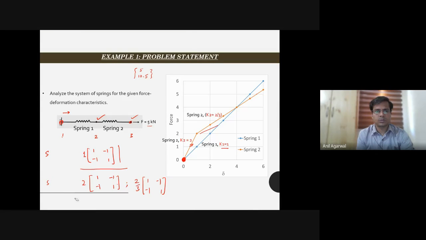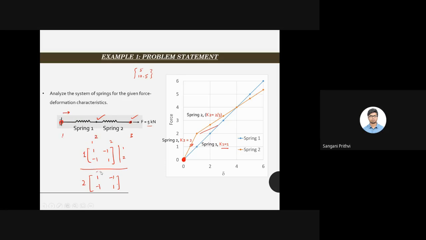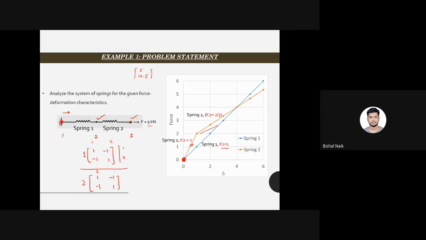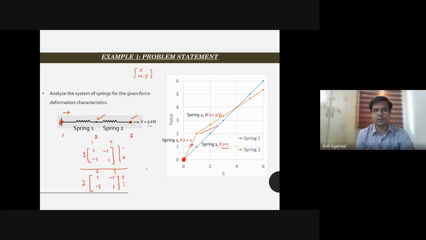This is spring 1, this is spring 2. I'll erase all this part. Which degrees of freedom does spring 1 belong to? 1, 2. Correct? Which degrees of freedom does spring 2 belong to? Not 1, 2. 2, 3. Right. So basically the total stiffness matrix will be, if I may write it here, 1, minus 1, minus 1, 1, plus a superimposition of this part, which will be plus 2, minus 2, minus 2, plus 2, and zeros here.